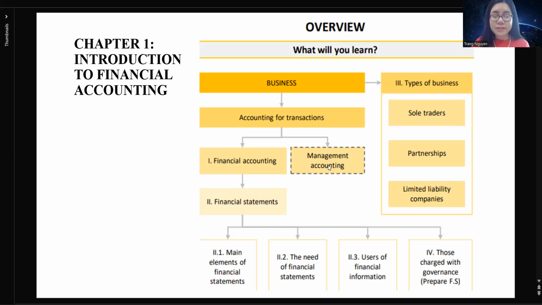In financial accounting, we will have a chance to understand about financial statements. And there are 4 factors we should pay attention to. There are the main elements of financial statements, the need for financial statements, the users of financial information, and those charged with governance, who prepare the financial statements.